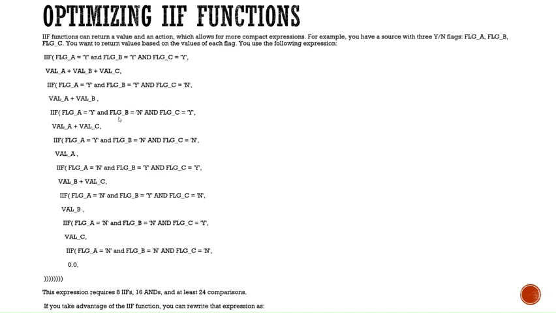Okay. Again, next condition I have written: flag A is Y, flag B is not Y, but flag C is Y. In that case, we'll add A and C. In the same way, suppose A is Y and the rest two are N, then one value, A, is returned. You have written a complex expression, right? The expression requires 8 IFs and 16 ANDs, at least 24 comparisons. It will compare line by line.